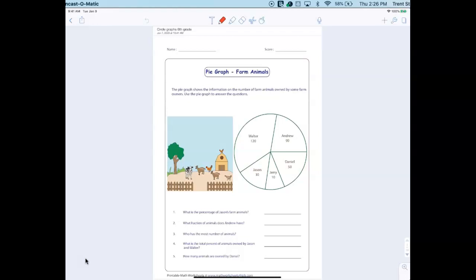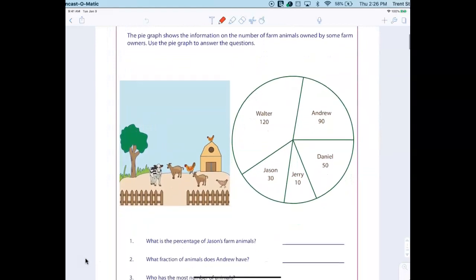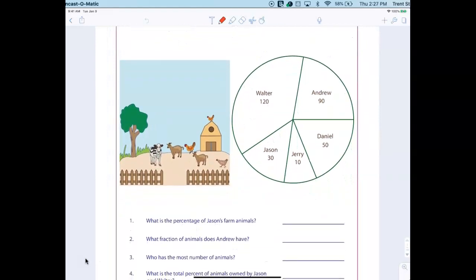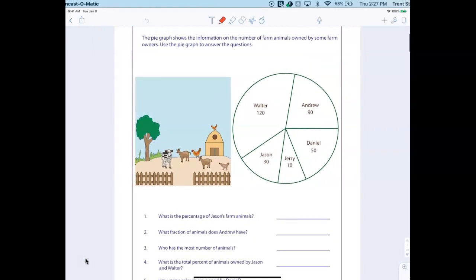All right, so for the first lesson here, I don't really care about questions 1, 2, 3, 4, 5 right at this moment. That's not what we're focusing on. We're focusing on understanding the circle itself. So the question for you is: Walter has 120 animals, Andrew has 90, Daniel has 50, Jerry has 10, and Jason has 30. So how many animals are there altogether?